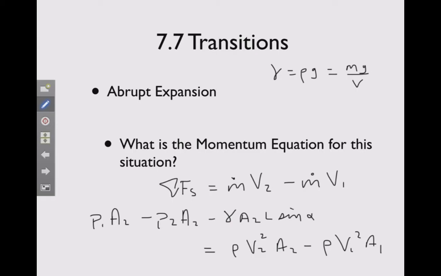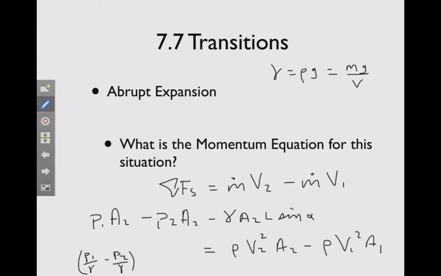And so what we have to do now to simplify this equation is just divide through by gamma A2. And we can see that we get an interesting equation. I'm going to try to write it down here at the bottom so I can keep things straight. What we're going to have is P1 over gamma minus P2 over gamma. This is starting to look familiar, isn't it?